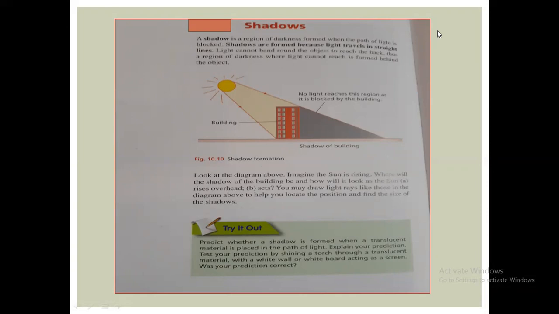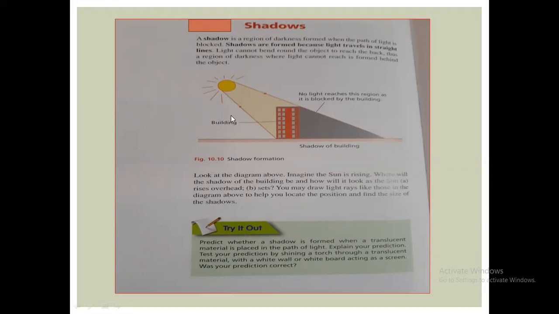Getting it? As you can see over here in the picture, shadow formation over here, the sun is giving out straight lines, and the light cannot go over this side of the building, and therefore a shadow is formed over here as no light reaches this region and it is blocked by the building. Therefore, this is considered the shadow of the building.